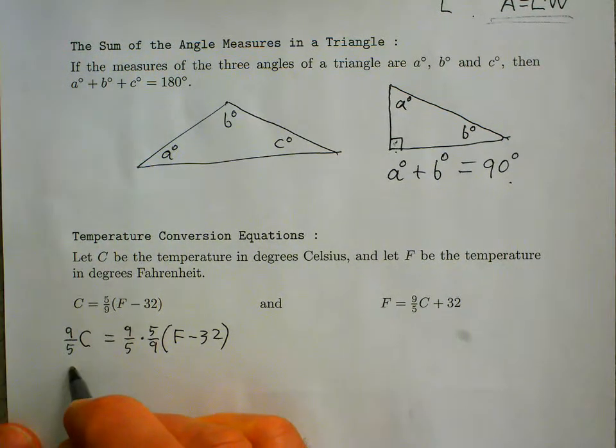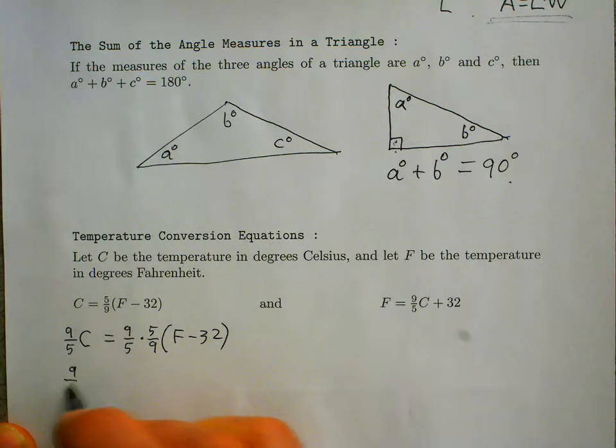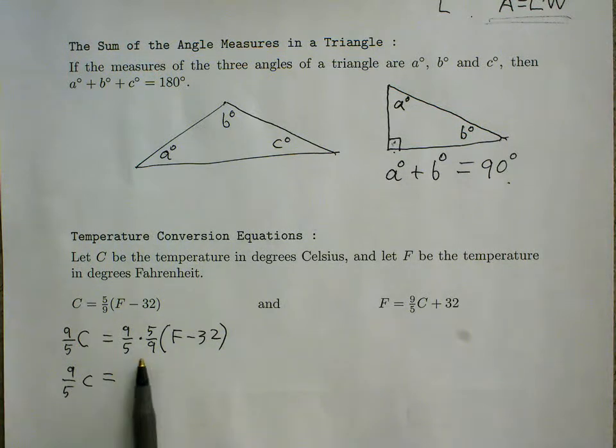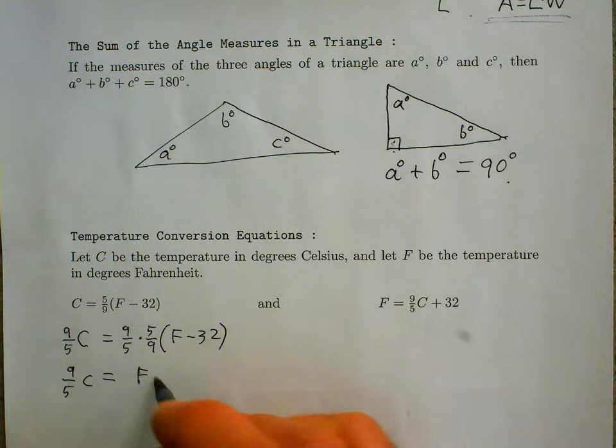And then I'll just rewrite the left-hand side, 9/5 times C. And what is 9/5 times 5/9? 1, right? Whenever you multiply a non-zero number by its reciprocal, the product is 1. But even if you don't remember, you could still get the right answer. 9 times 5 is 45 in the numerator, divided by 5 times 9 is 45 in the denominator. 45 divided by 45 is 1. And 1 times F minus 32 is F minus 32.